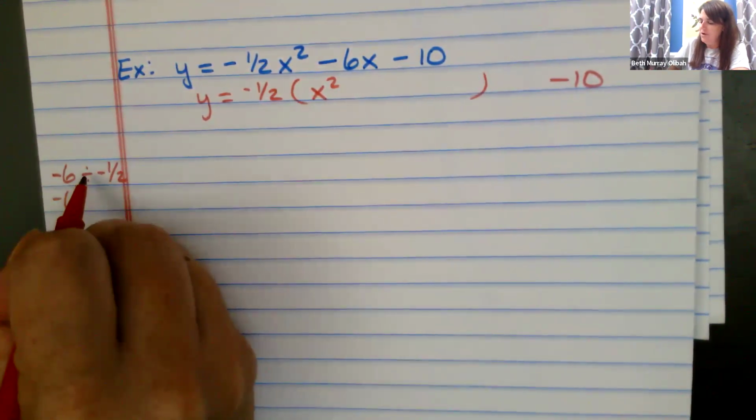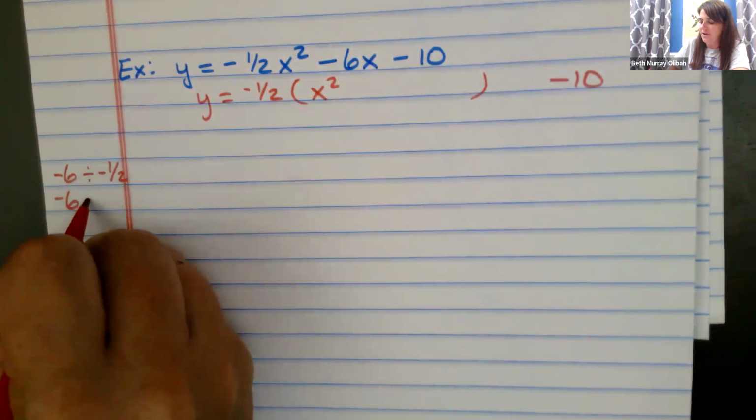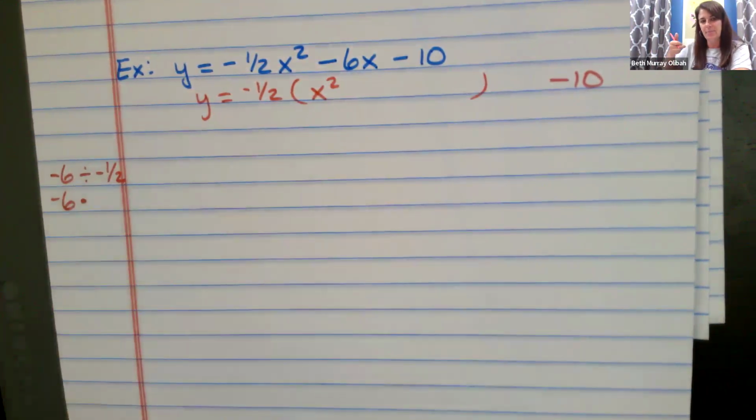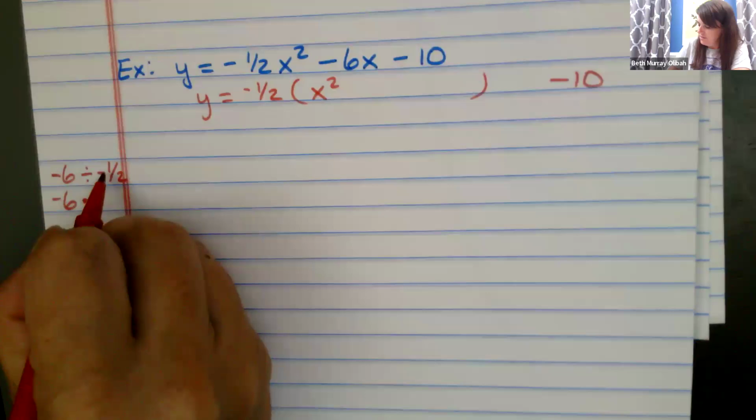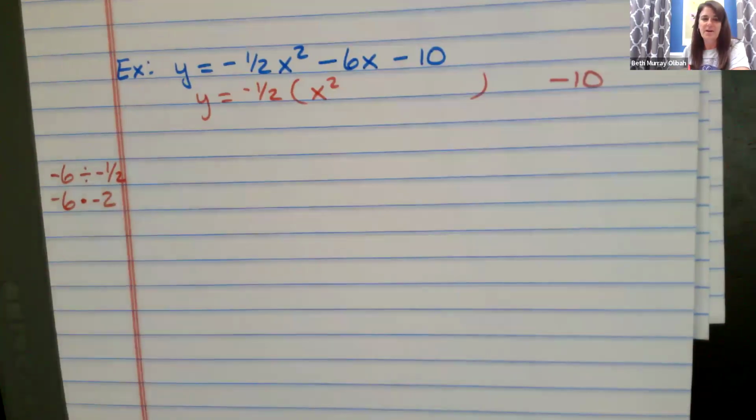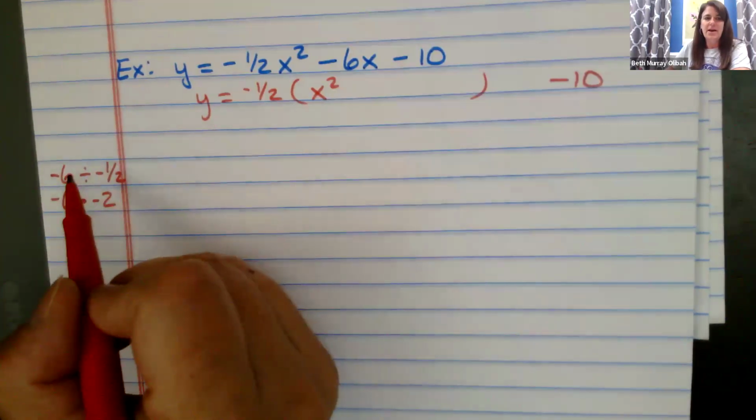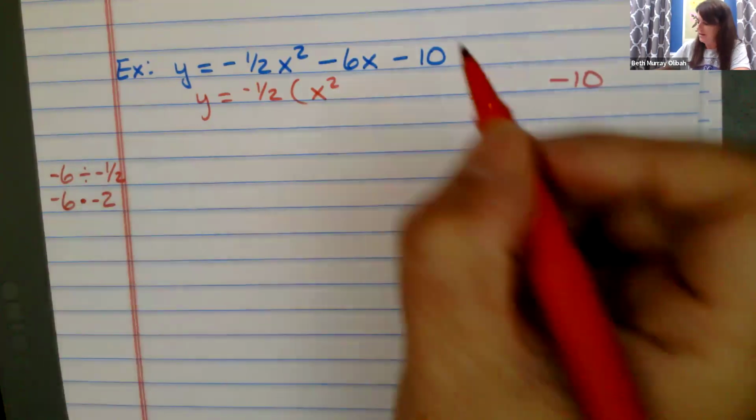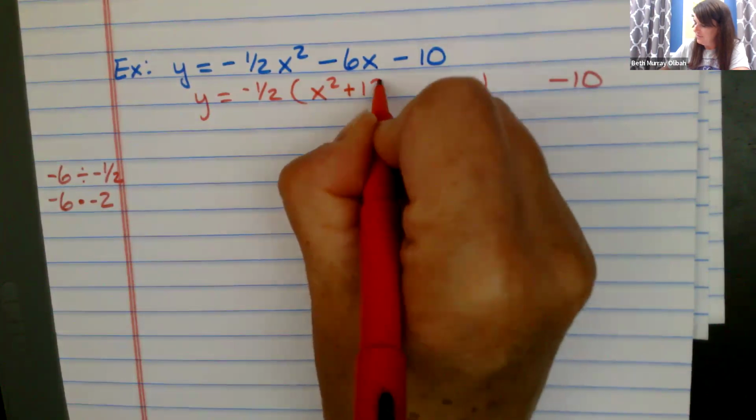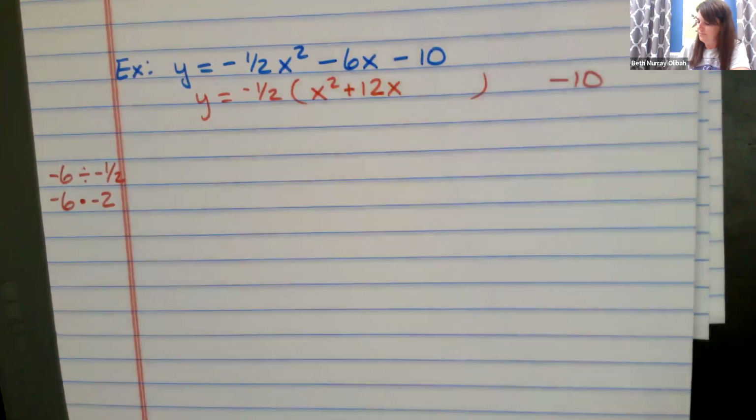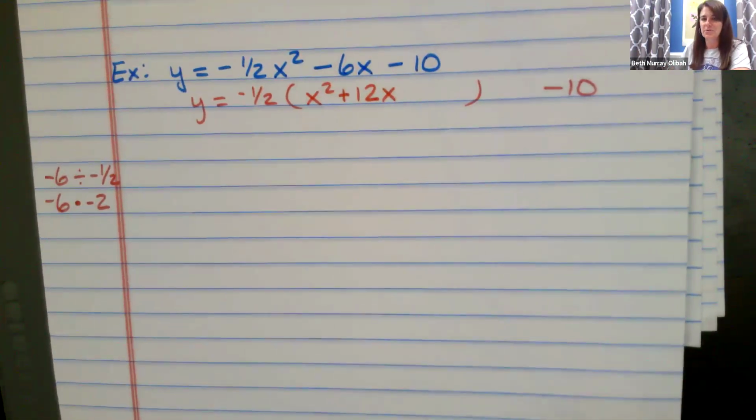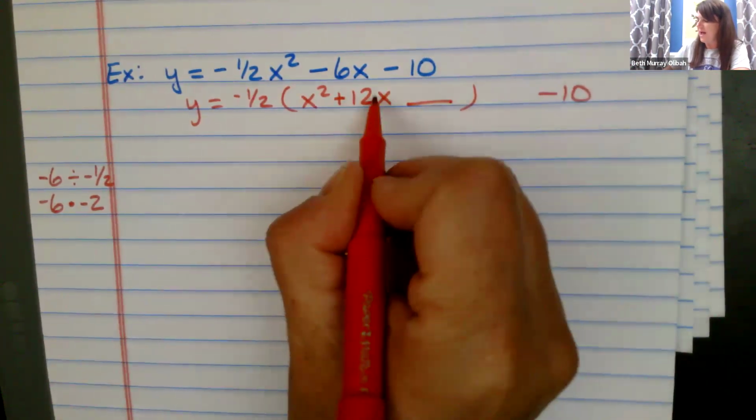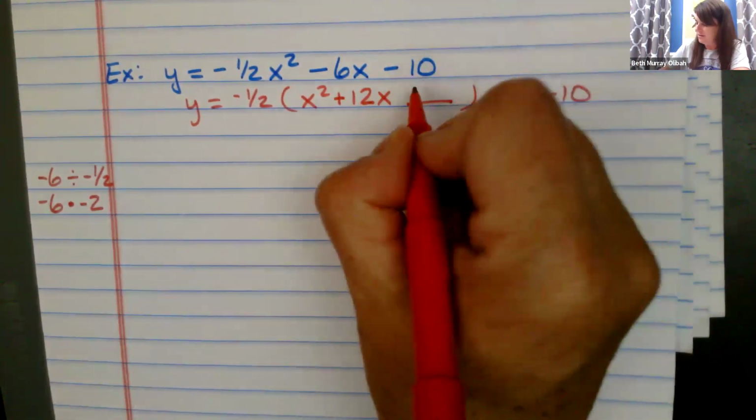Well, remember, with fractions, instead of dividing, you can multiply and flip the second fraction. So that would become a negative 2. So negative 6 divided by negative 1/2 is really negative 6 times negative 2, so positive 12. Now I'm ready to complete the square. This number comes from half of 12, 6 squared.